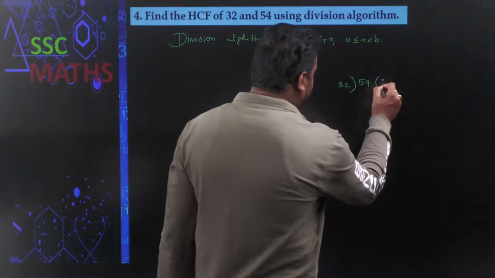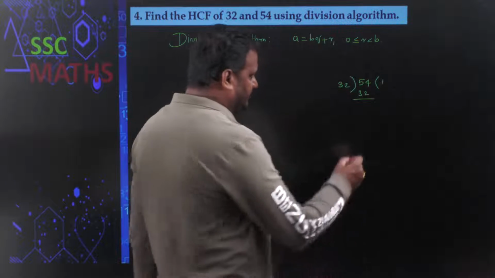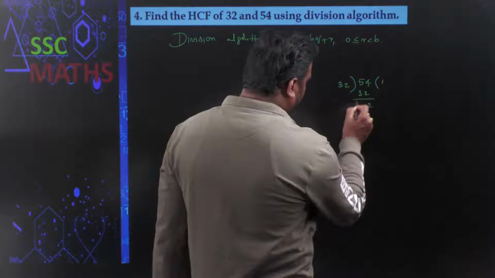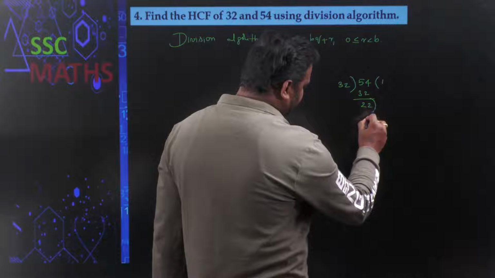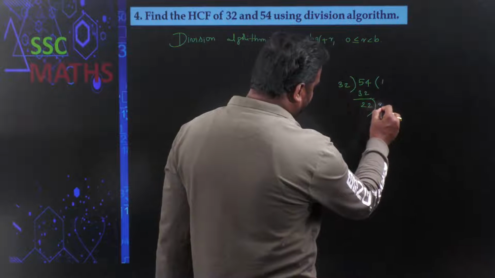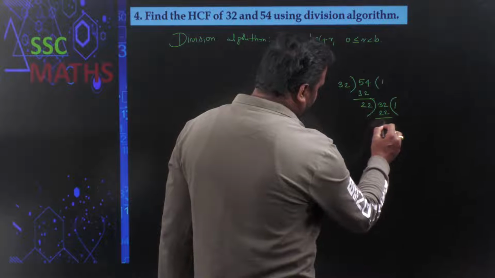So 32 ones are 32, because 32 twos are 64, which is more than 54. Now subtract: 4 minus 2 equals 2, 5 minus 3 equals 2. Now this remainder is the dividend, right? So 22 ones are 22, and now 2 minus 2 equals 0, 3 minus 2 equals 1.